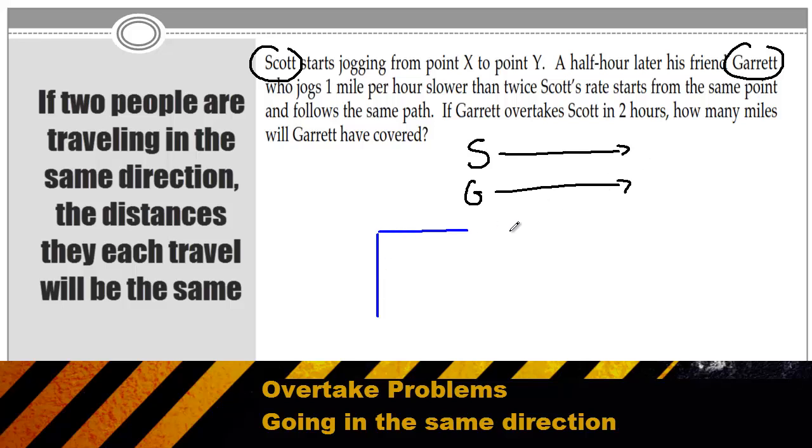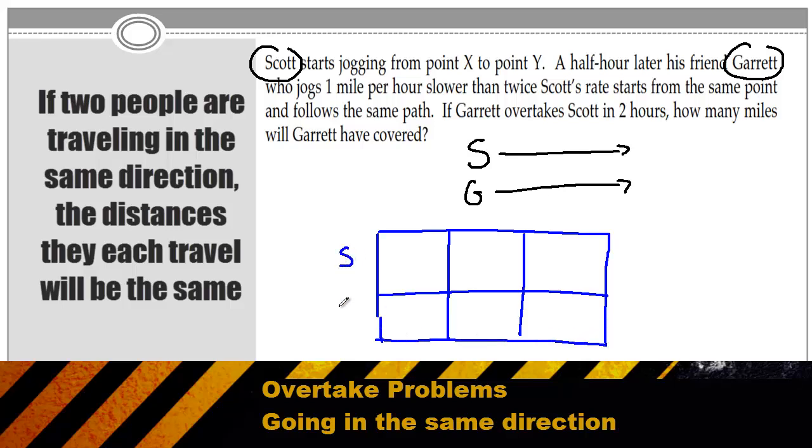Because I'm comparing 2 trips, I'm going to use my rate table, where I have Scott and Garrett, and we're going to use the equation rate times time is equal to the distance. The question tells us that Garrett overtook Scott in 2 hours, so Garrett's time is 2. But Scott left a half hour before Garrett, so Scott's time is going to be 2.5.